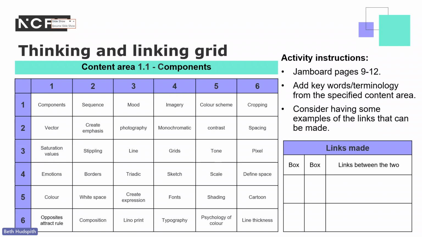What the pupils do is roll a dice and the number that is rolled identifies the first keyword. So if they rolled a 6, it would be cropping, and then they roll the dice again for the second word. Then they make the links between the two words. The links can be verbal or written links that they can use throughout the lesson.